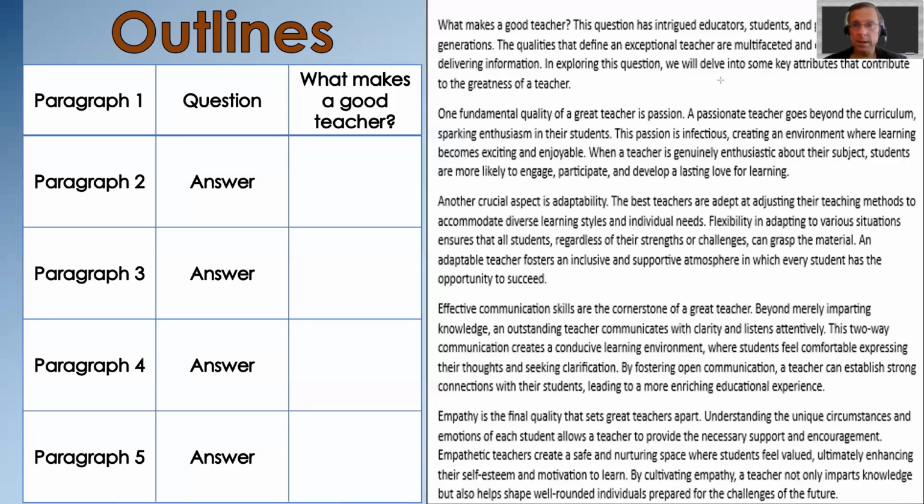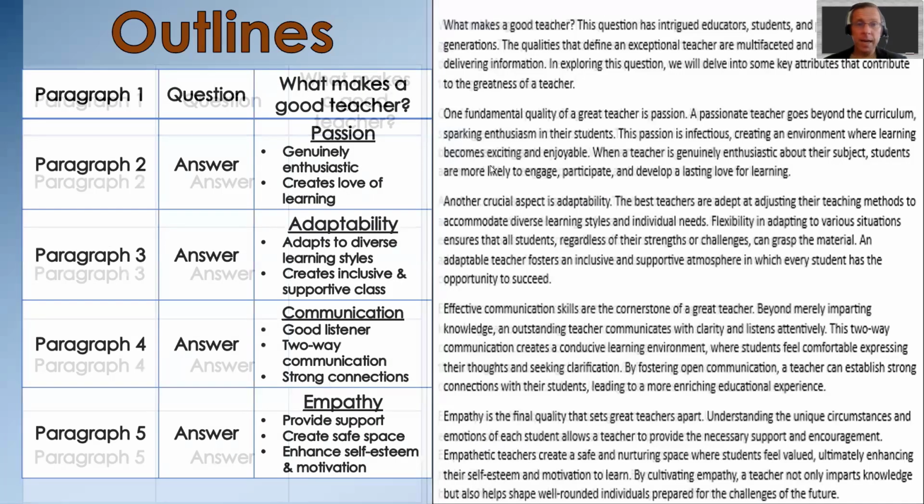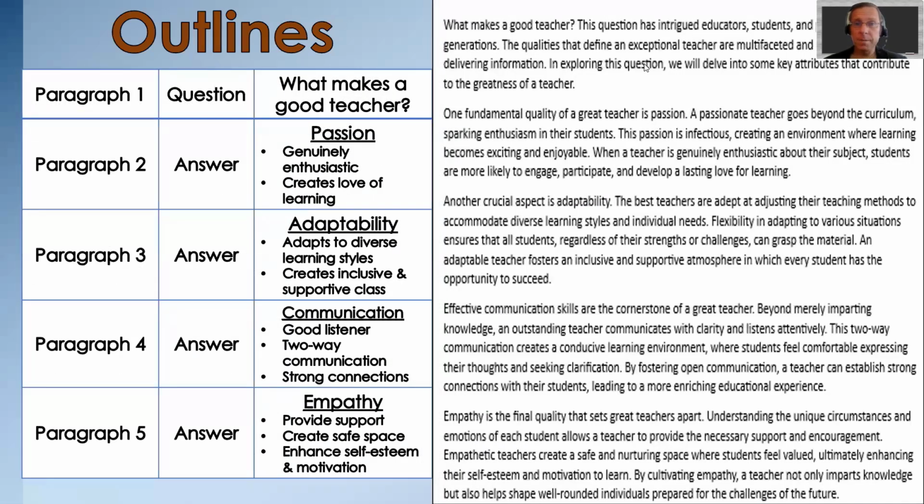Okay, so here the author says one fundamental quality is passion. The second is adaptability. The third is communication skills. And finally, it's empathy. Now, if I explore each of those paragraphs in detail, I'll find some supporting details or key details that give me more information about each one of those qualities. Okay, and I can add that in to my outline.